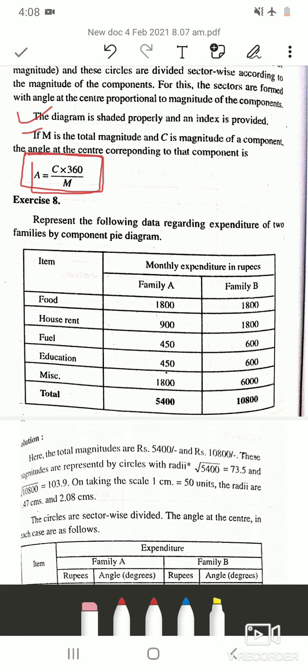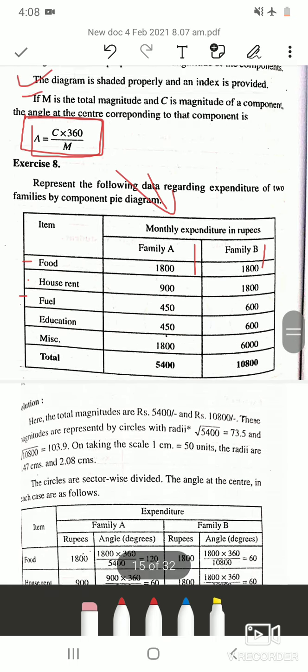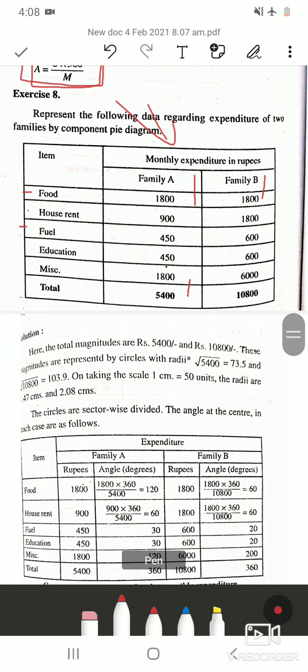Represent the following data regarding expenditure of two families by component pie chart. So they have given food, rent, fuel, education, miscellaneous and total, that is monthly expenditure in rupees, for family A and family B. When you add these it turns out to be 5,400, which they have directly given. So the first step is to find the radius of the circle. To get the radius of the circle, check the total value for both the families.